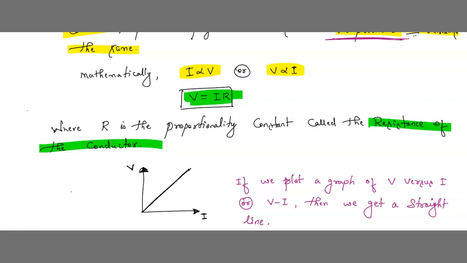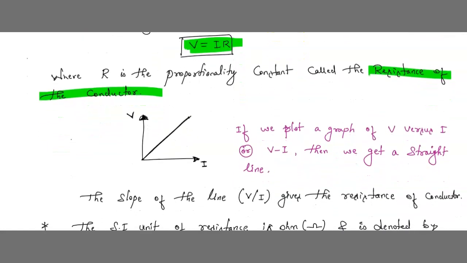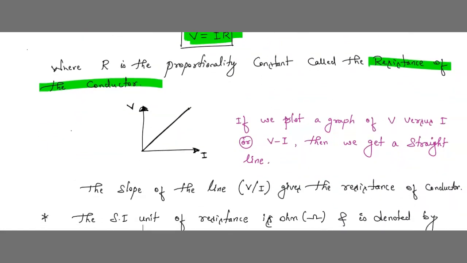From this line, what can we expect to learn? See children, the slope of the line V versus I gives the resistance of the conductor. From this VI graph, easily we can identify how much resistance is there. It gives the resistance of the conductor.